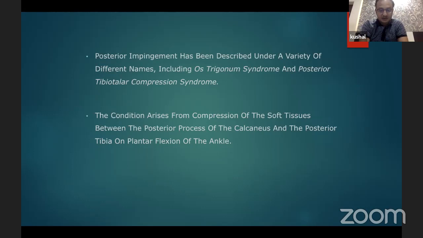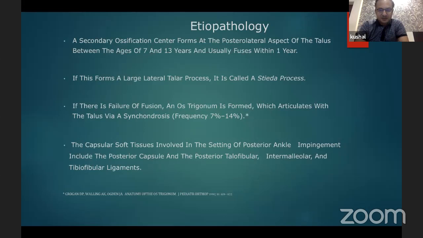So what is the major cause of posterior impingement? I think the major cause is a bony impingement, and it could be due to two very related pathologies. It's either the Stieda process or the os trigonum. The Stieda process is a posterior extension of the posterolateral process of the talus, when it unites in bony fusion with the talus. And when it doesn't and it is connected to the talus by a synchondrosis, we call it an os trigonum. So it's basically the same pathology with a different name. An os trigonum is occasionally found in 7 to 14% of people.